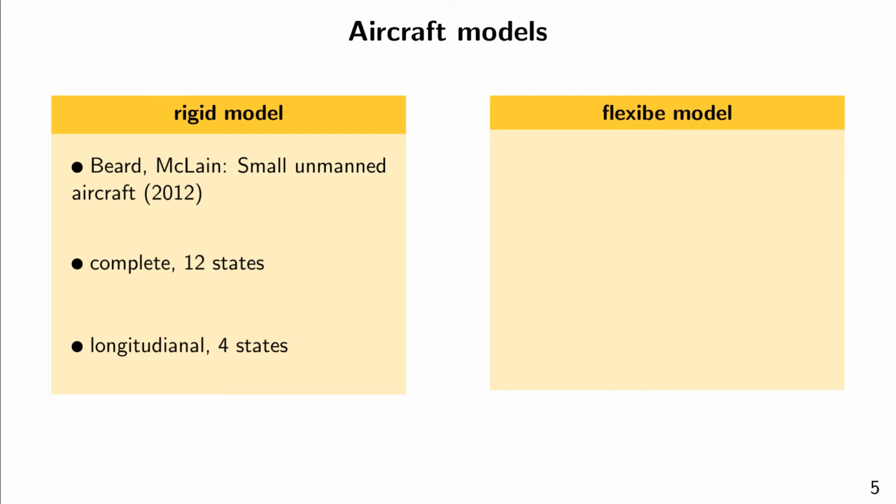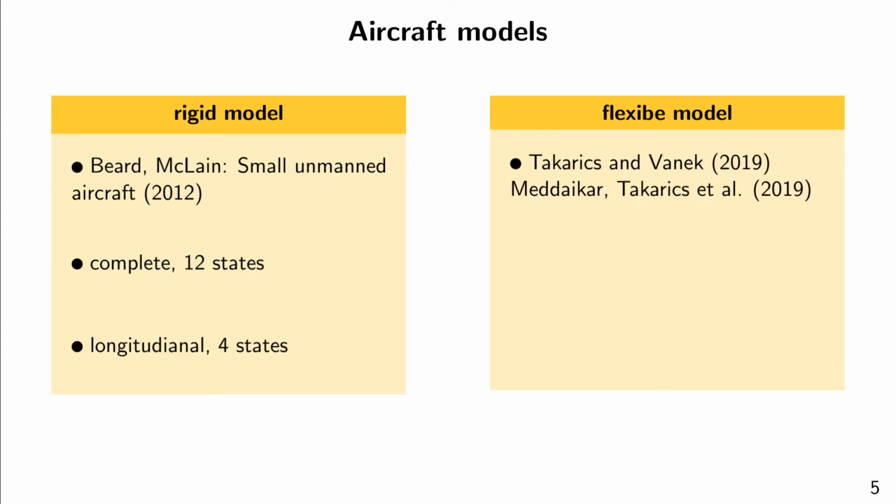On the other hand, the process leading to a flexible model is fairly complex and requires special expertise. The specific model we use for this study is detailed in these papers. The complete model has over 600 states. This complexity makes the model intractable for control design purposes. Hence, model reduction is required that results in a longitudinal model with 16 states.